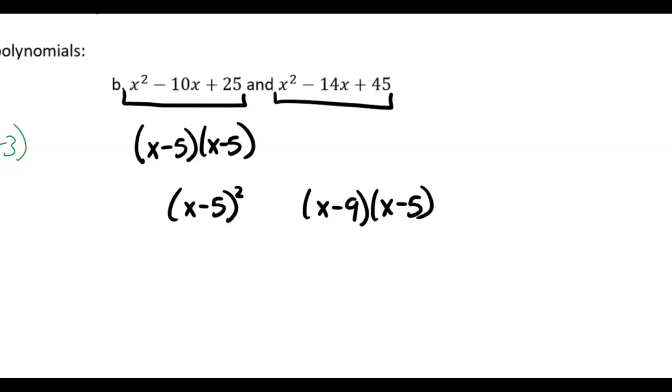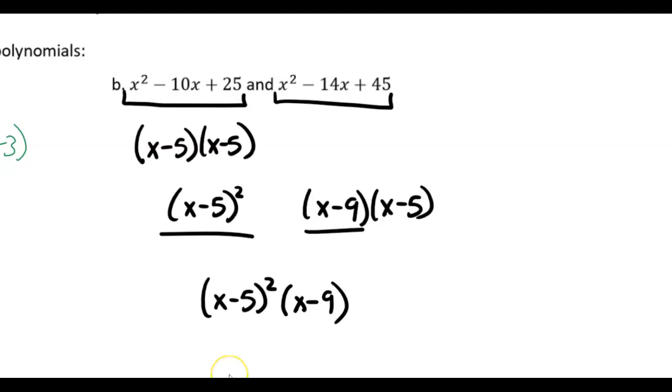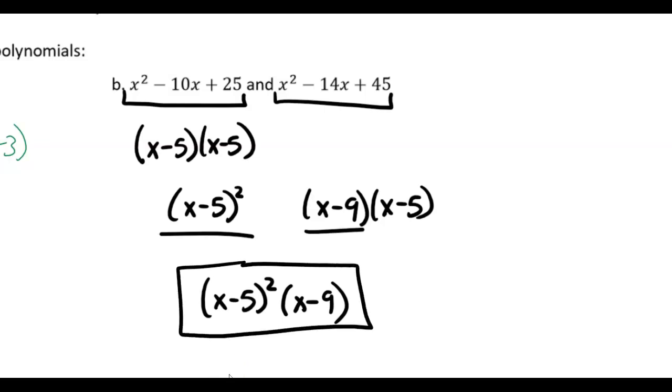Okay, so you compare each factor. So x minus 5, it happens over here on the left side, x minus 5 squared, so its degree is 2. Here, it's just x minus 5, so it happens once, its degree is 1. You want the one that happens the most, so we're going to use x minus 5 squared. Now compare x minus 9. It happens here once. It doesn't happen from the other polynomial, so the most it occurs is the one time. That is going to be our least common multiple.